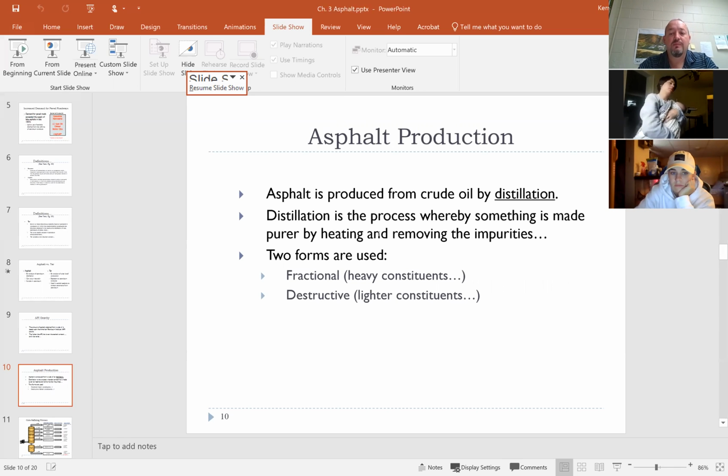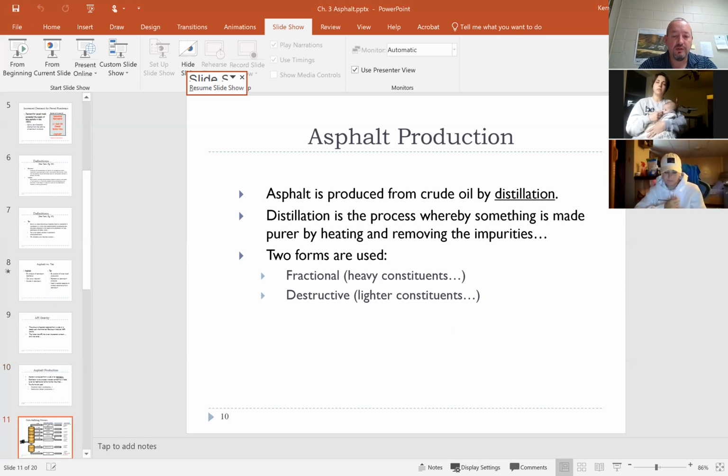All right. Once again, I've mentioned this a couple of times, the word distillate or distillation. So distillation is a process where something's made pure, and we heat it and we remove the impurities. We'll talk about the same thing when we talk about the production of steel. There's a couple of different ways that they do that. I won't go into that too much.